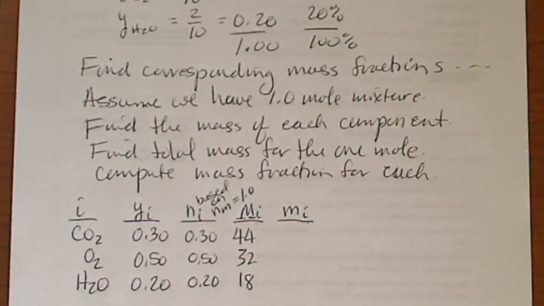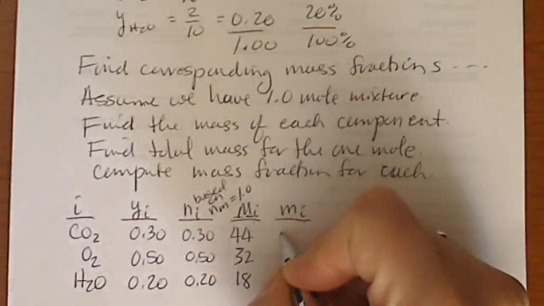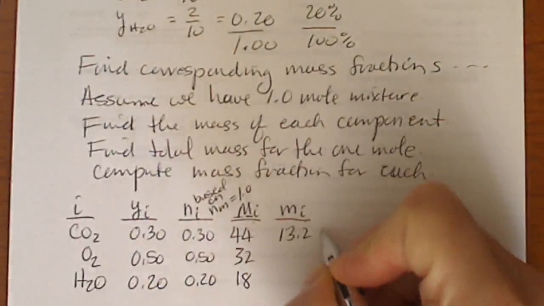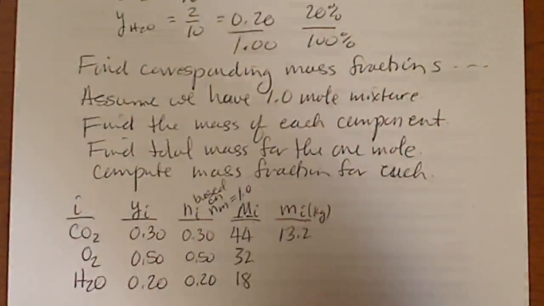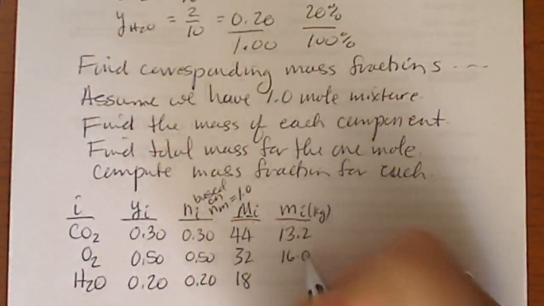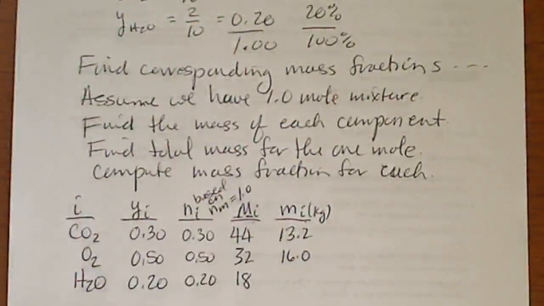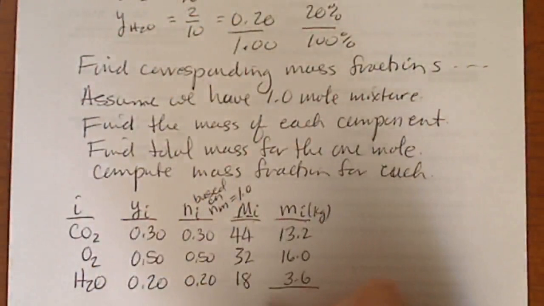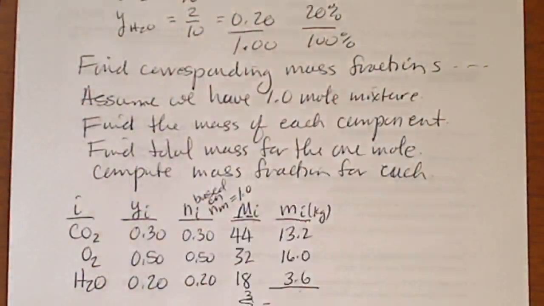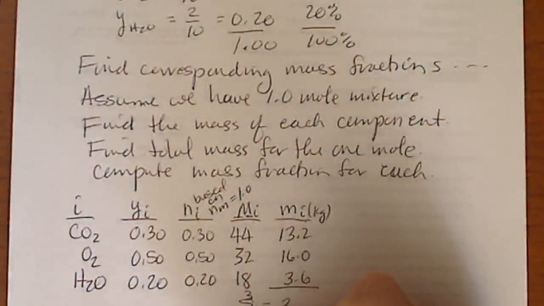44 times 0.3 is 13.2 kilograms. And then 32 times 0.5, I can probably do that in my head. That's about 16. And then 0.2 times 18 is 3.6. And now I want to add all those up. So add these together. 32.8.